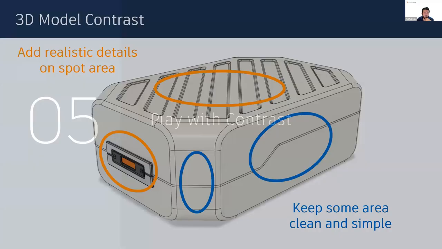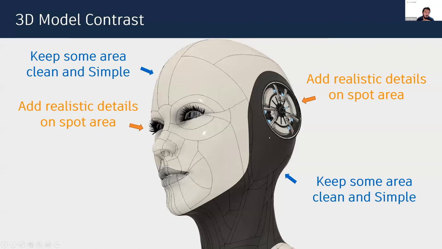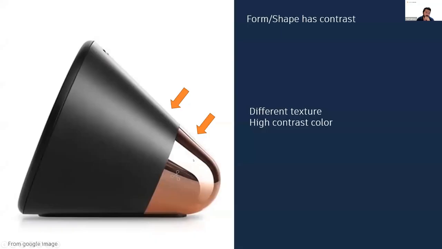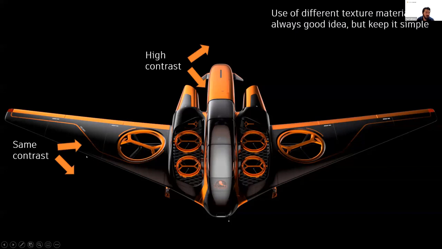I already spoke about this. Think about where the detail and the flat plane are going to be, giving you a highly detailed area, a plain area, then a highly detailed area. That makes the product cleaner, simple, yet realistic. Also play with material contrast, matte texture over highly reflective materials. That is really good contrast. Background contrast and object contrast may need to be high, or some areas may need similar contrast. It's just a matter of how you play with it.